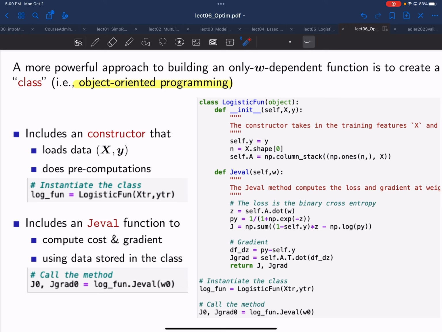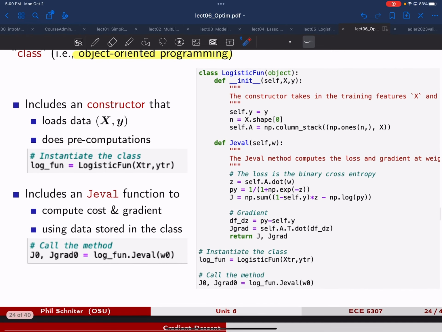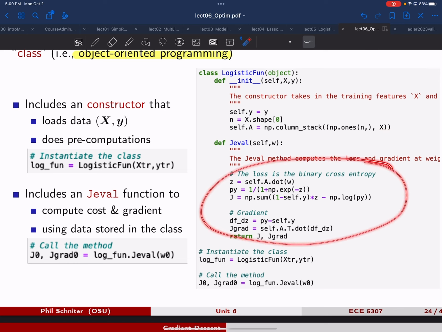And now when we compute our cost and gradient, we're going to call logfun.jeval. So that's going to call this function, and that function takes in whatever W. And this contains essentially the same things that we had over here, just copied and pasted. But notice that they have access to self.A, self.y, and so on, self.A again here. Okay, so now when we do this, we only make the A matrix once. That saves computations, and this is what we do. We just execute the minimum code we need for every step.